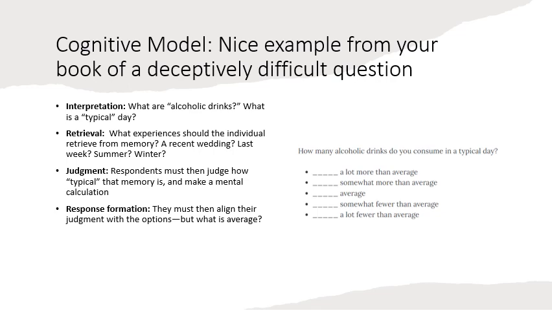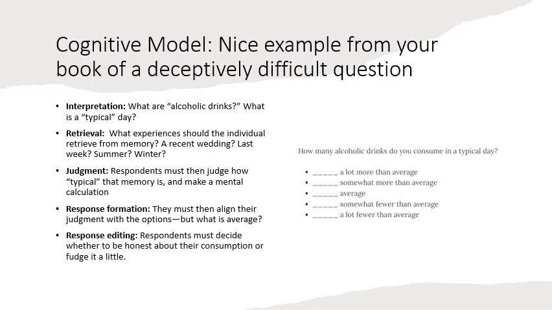Then they have to align their judgment with the response options. But what do we mean by average? And whose average are we talking about? Like the average for a college student? The average for your family or your social group? The average in the Navajo Nation? What are we comparing it to? So there's problems with the response options.